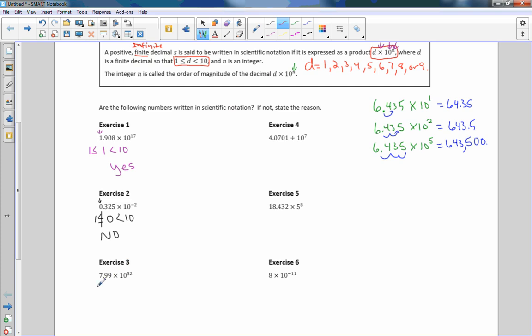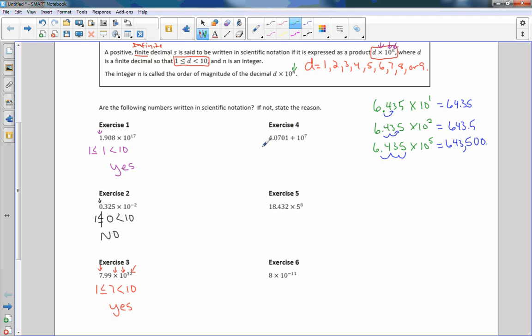Okay. Exercise 3. Again, 1 less than or equal to, leave a space, less than 10. We're memorizing the rule here by repeating it in our process. Looking at the 7, I put the 7 there. And then ask yourself, is 7 greater than 1? And that's true, yes. And is 7 less than 10? Yes. So far, so good. Do I have a multiplication? Yes. Do I have a base 10? Yes. Do I have a finite decimal? Yes. So that is scientific.